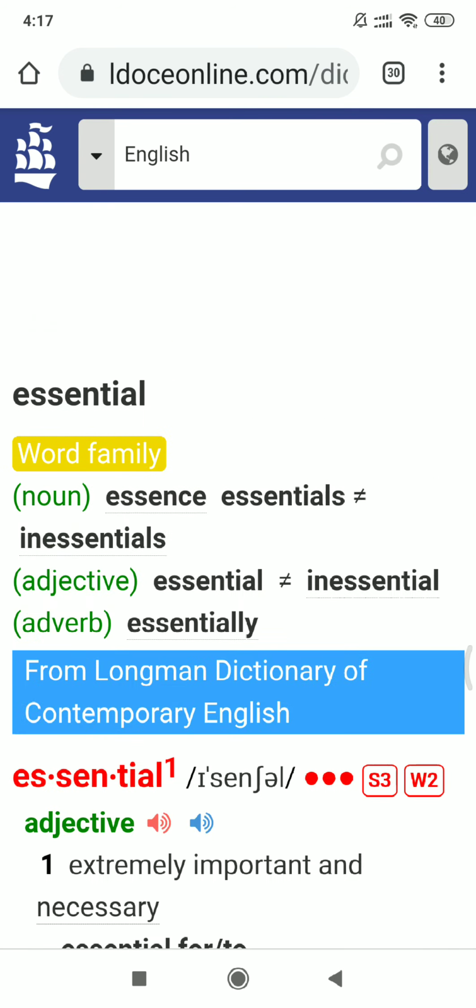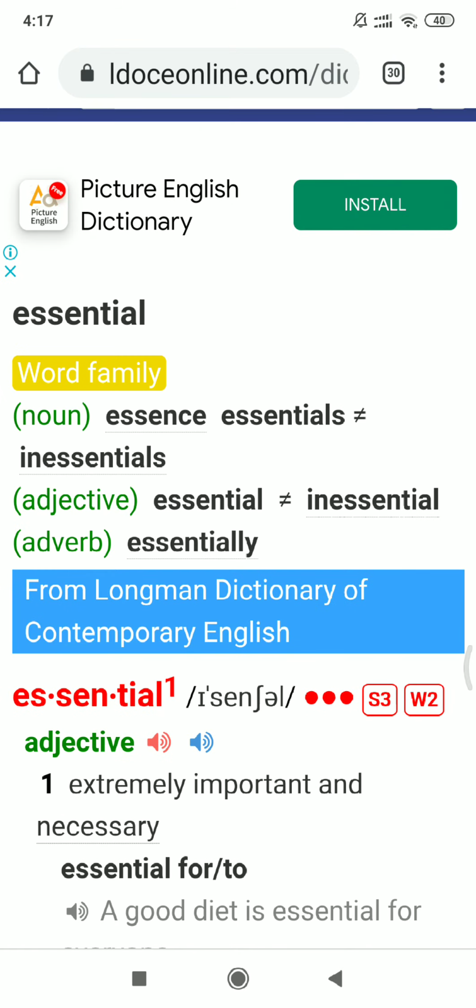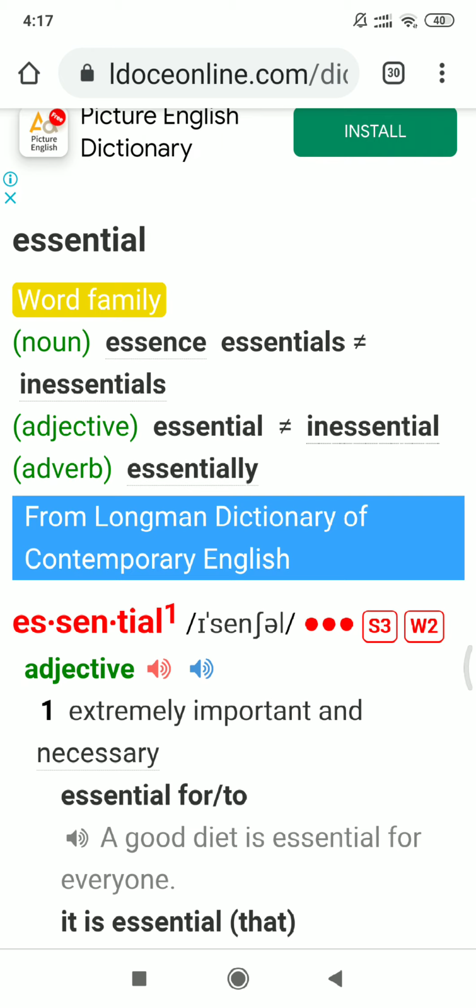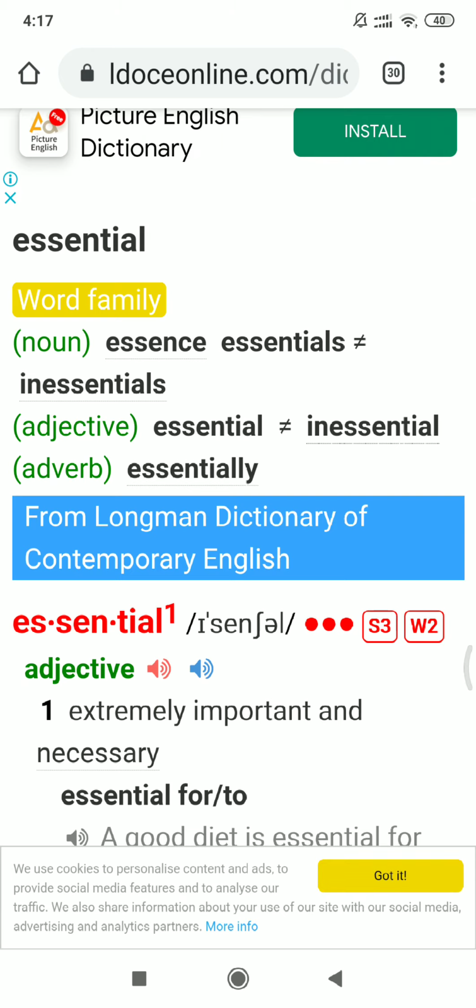So this word, which is pronounced essential, you will find that the first thing that appears here is the word family or the part of speech of the other words deriving from this word. So, for example, what is the noun from the word essential? What is the adjective? And the opposite of this adjective? What is the adverb? So, you can find how to derive other parts of speech from the same word.